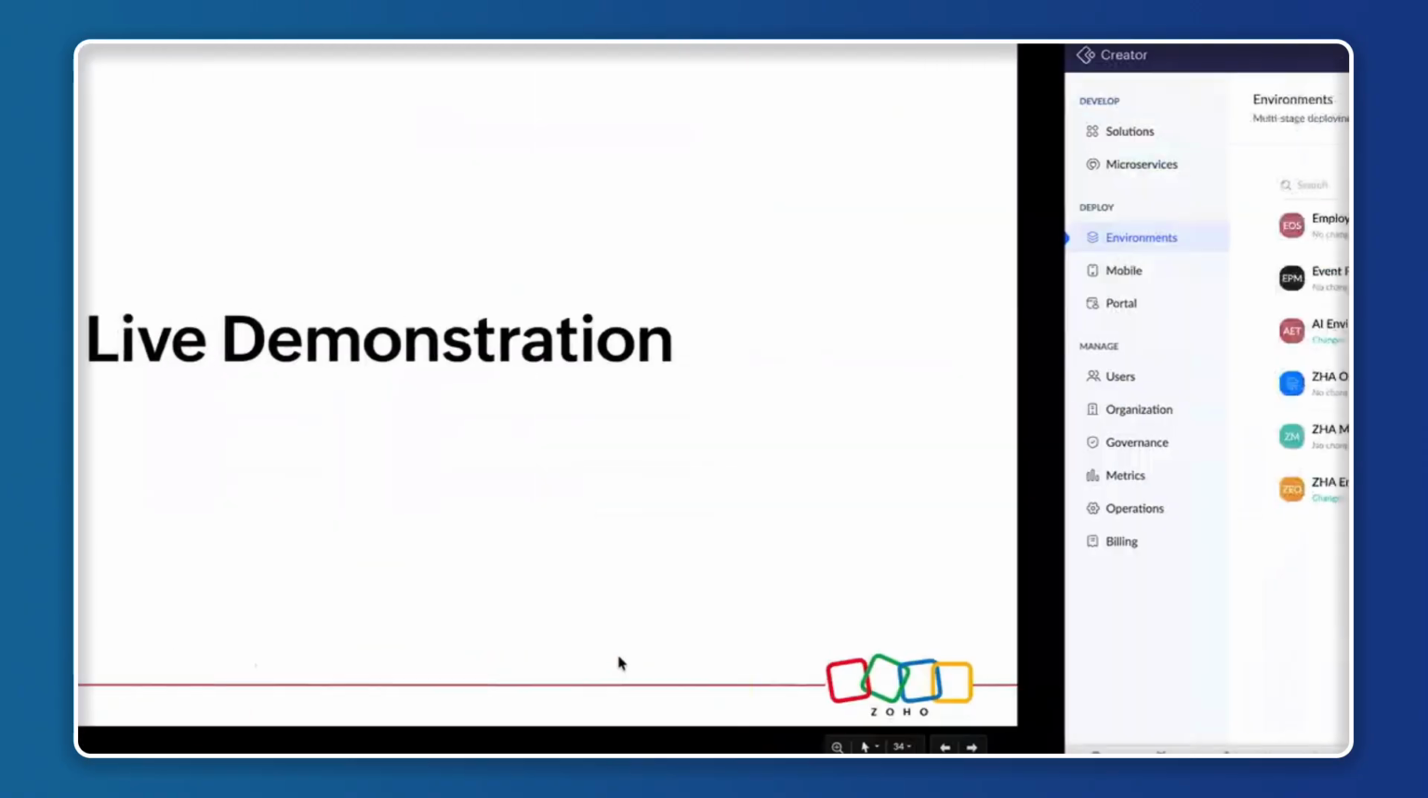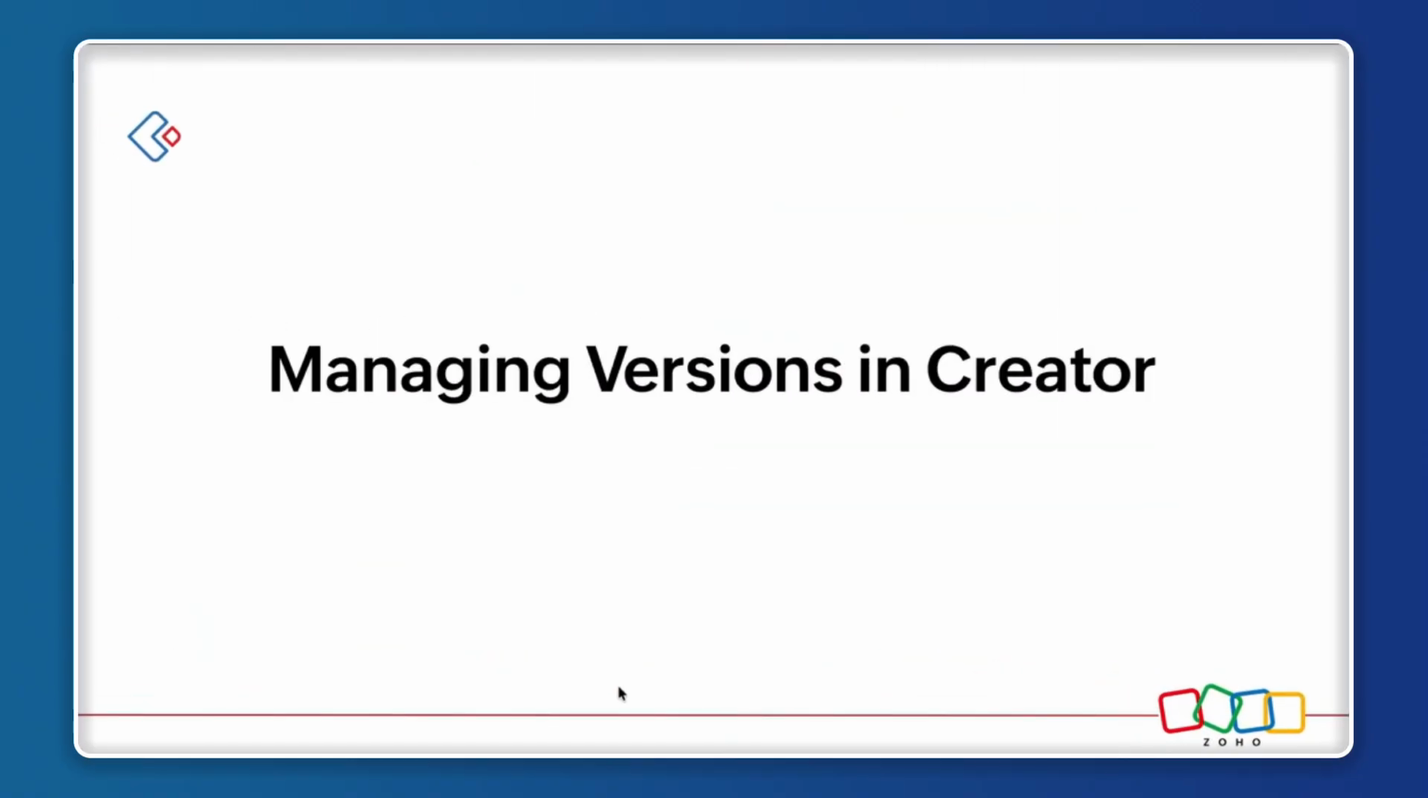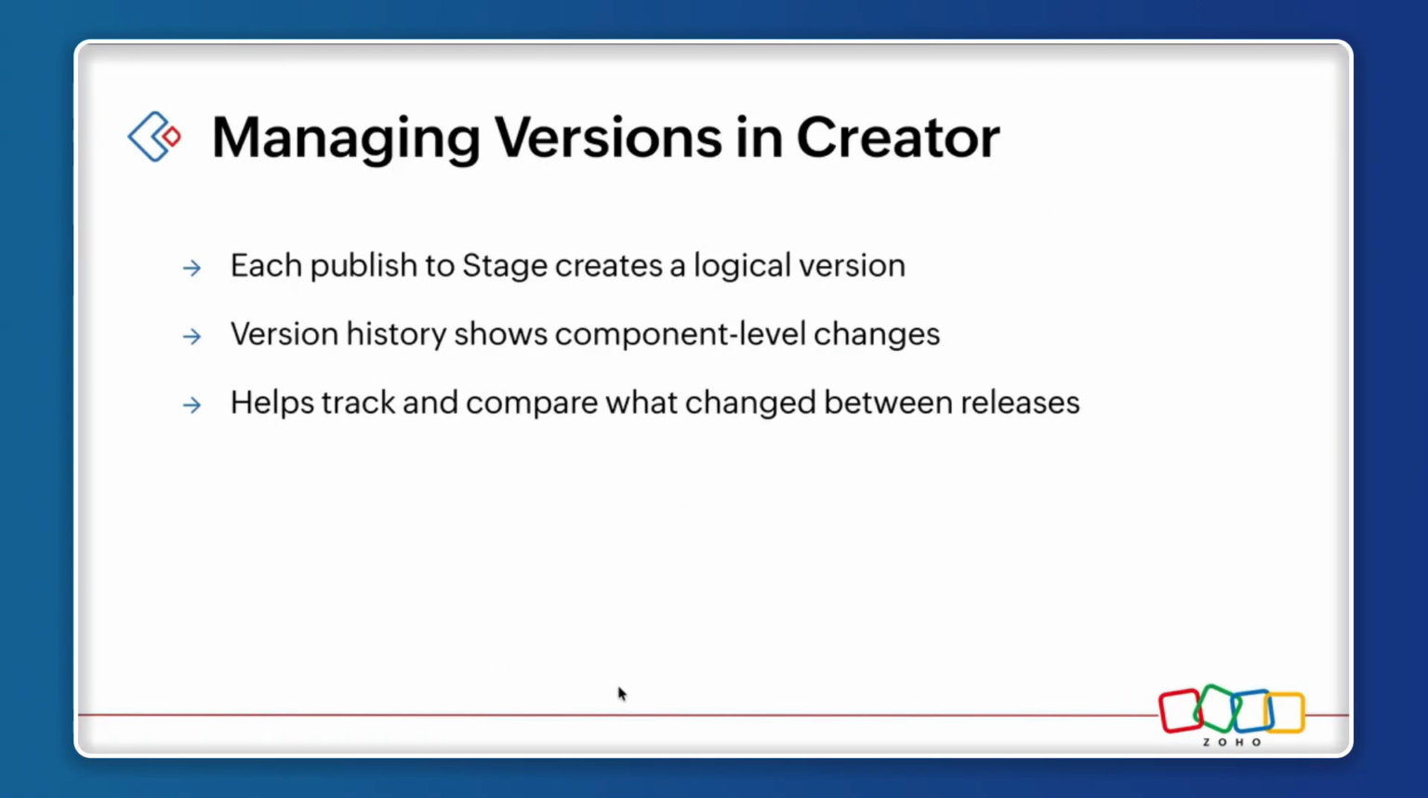Now that we have an idea about how you can push your application into environments and test them out, we will also understand a concept called version that you have within the creator platform. So when you are creating different set of changes within the application, each of it would create a logical version of the changes that you are making. So these version histories will show component level changes that you are making based on the version that you are providing. This would allow you to track and compare what changes has been released into the live or released into the production of the application.